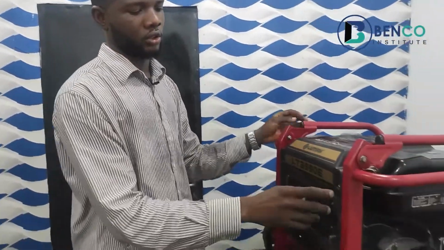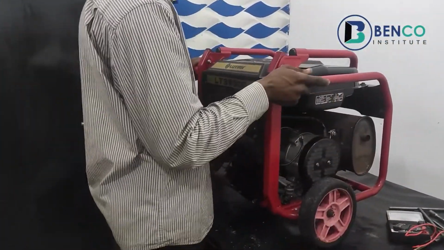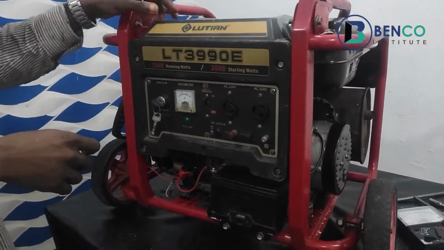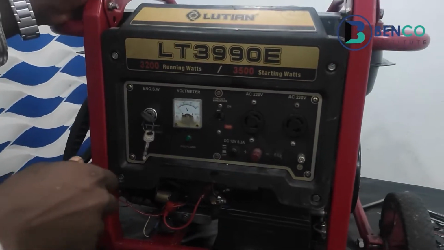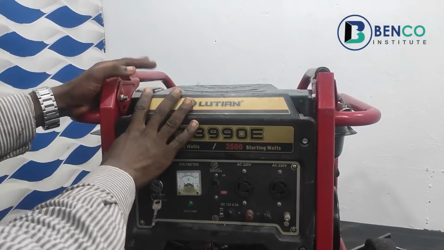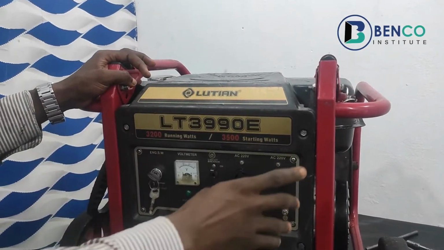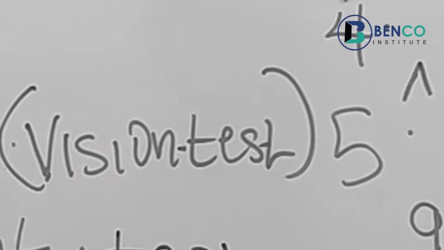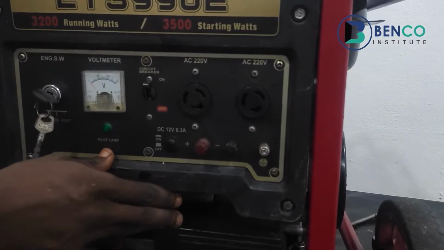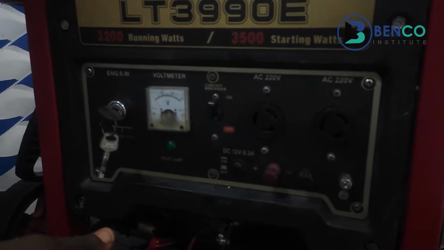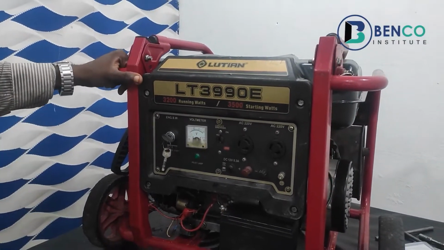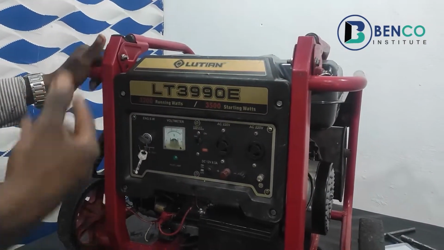Alright, this is our lithium generator. This generator, like I said earlier, couldn't give out power. In the theoretical class, I said the first thing we do when we get access to a generator like this that doesn't produce voltage is to perform the eye test or the vision test. And this is it. When you have a generator like this, and perhaps you really want to fix it yourself, after watching this video, I expect you to be able to fix a generator like this yourself.